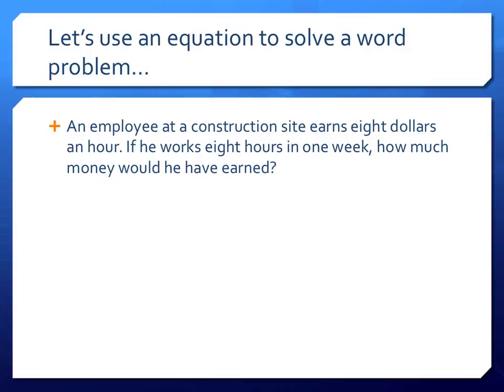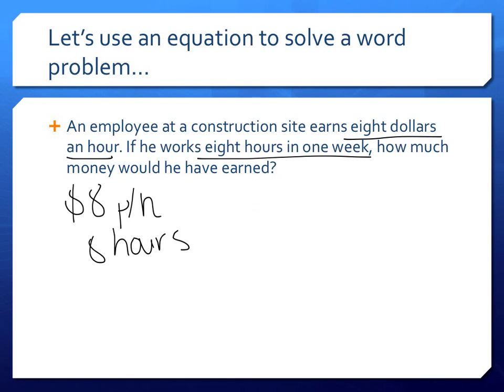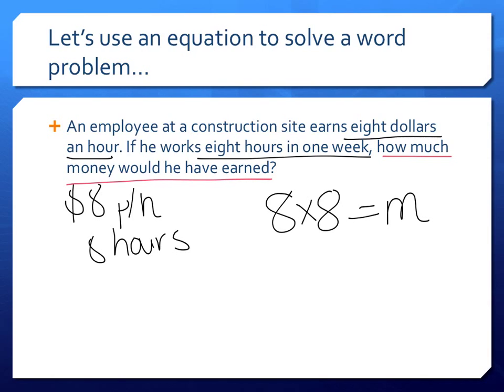Let's try another. An employee at a construction site earns $8 an hour. If he works 8 hours in 1 week, how much money would he earn? Well, I know he earns $8 an hour. And it tells me that he's going to do 8 hours in 1 week. So since I'm going to do $8 an hour for 8 hours, I'm going to have 8 times 8. 8 times is a multiplication sentence. 8 times 8 is going to tell me how much money he earns in a week, which is this question. How much money would he earn in a week?